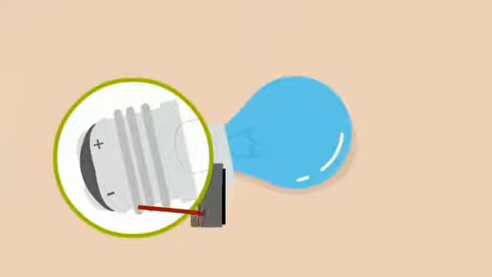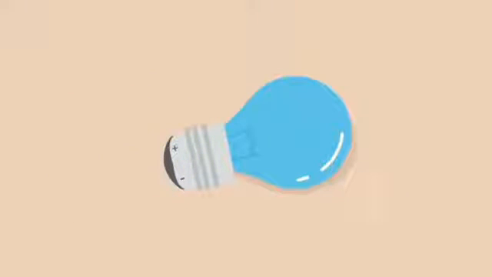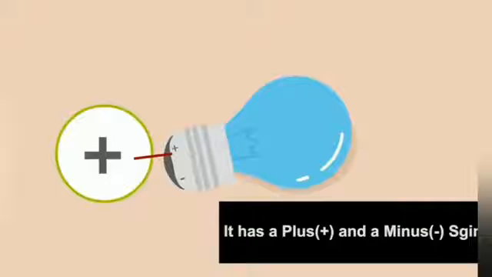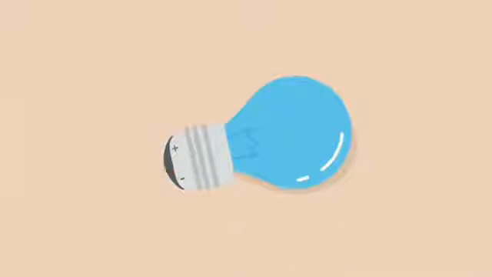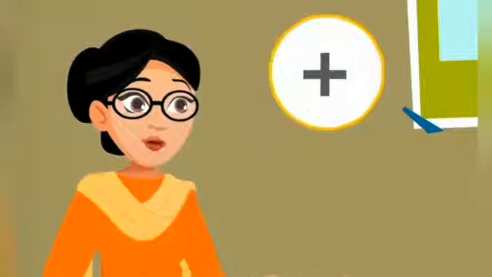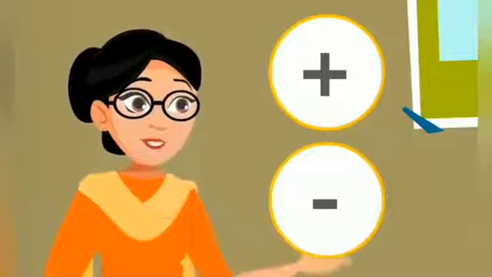The bottom of the bulb is made up of metal. It is round in shape. Seema Didi, it also has a plus and a minus sign placed on it. That bulb has 2 terminals. One has a plus sign and one has a minus sign on it.